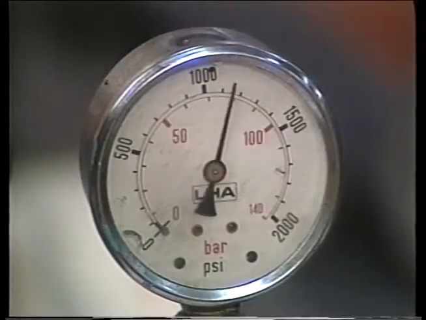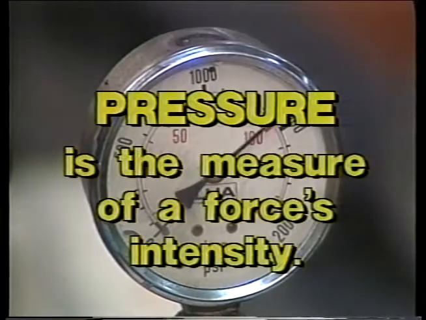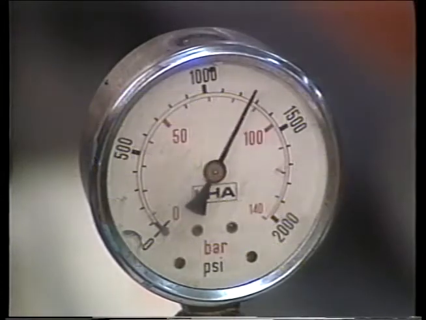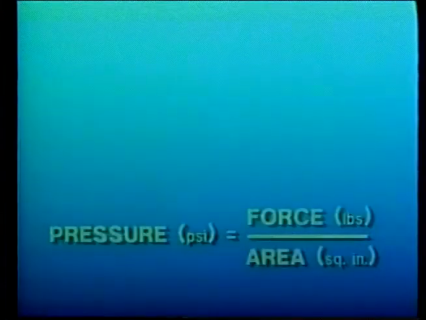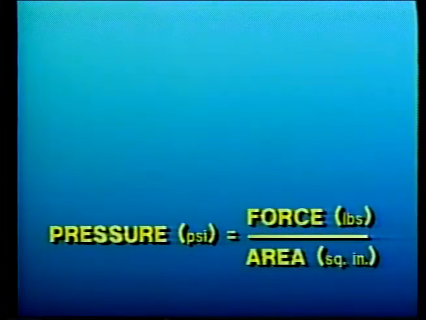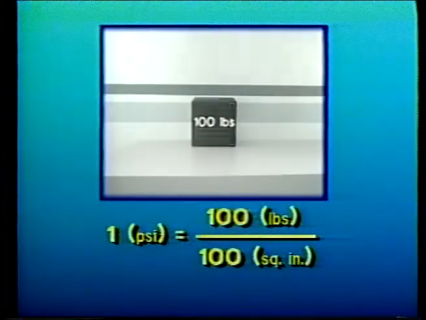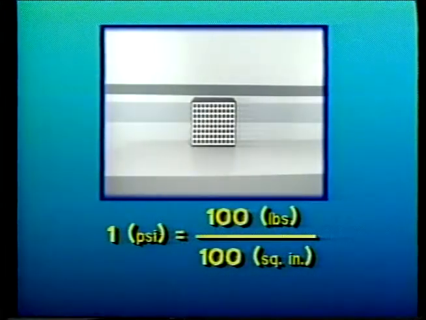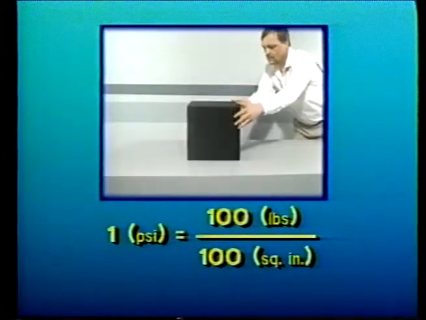Now, one more concept to understand when we're working with machines is pressure. Pressure is the measure of a force's intensity. We calculate pressure by dividing the force by the total area to which it's applied. So we have pressure measured in pounds per square inch equals force in pounds divided by area in square inches. For example, a 100-pound weight with a base of 100 square inches would exert a pressure of 1 pound per square inch on the surface upon which it sits.